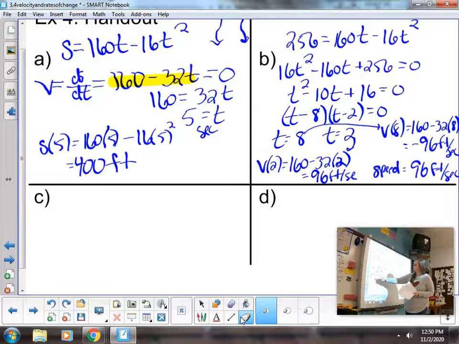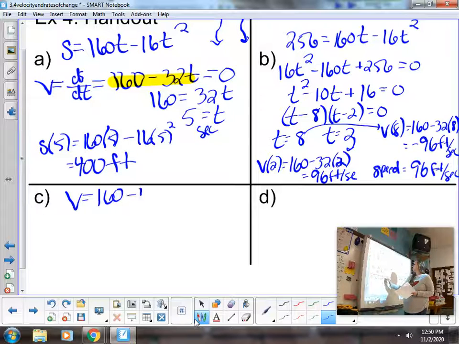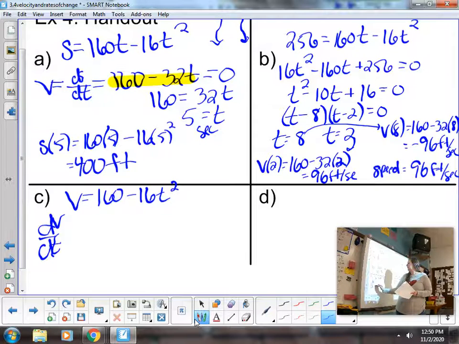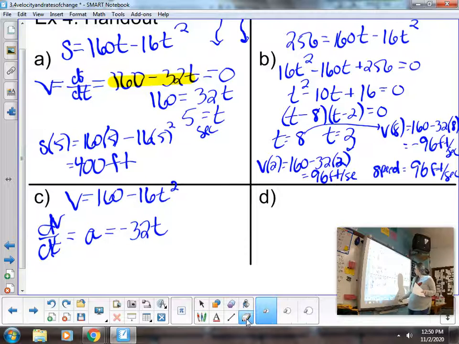Let's try that one more time. Velocity is equal to 160 minus 16t squared. So the derivative of velocity is acceleration, and that is going to be negative 32t, and it says, I'm sorry, there should be no t there. This board is throwing me off with how terrible it's acting this afternoon.